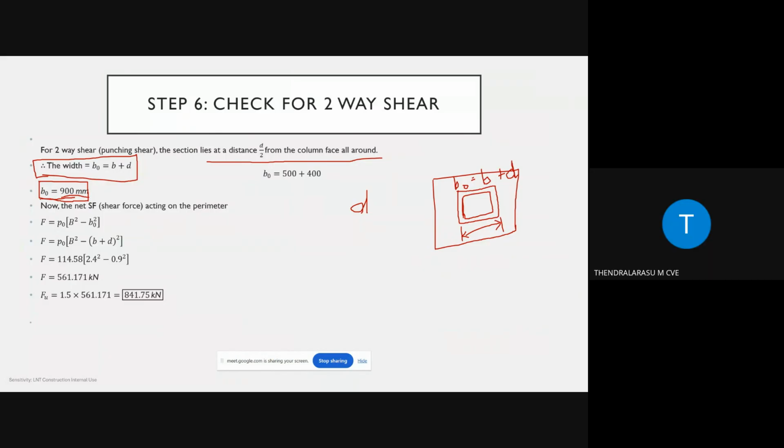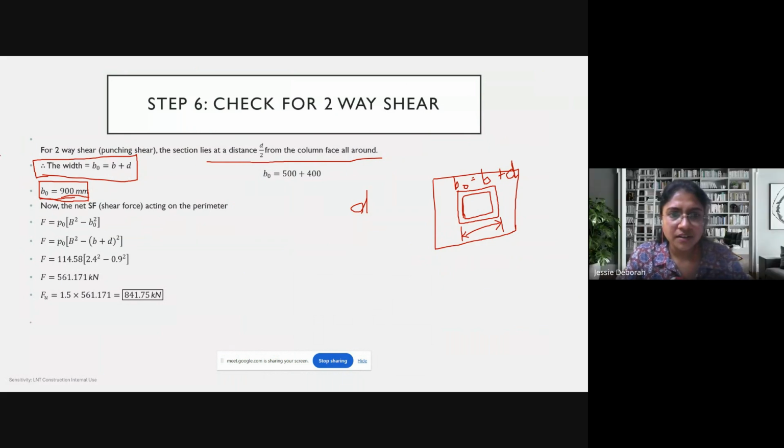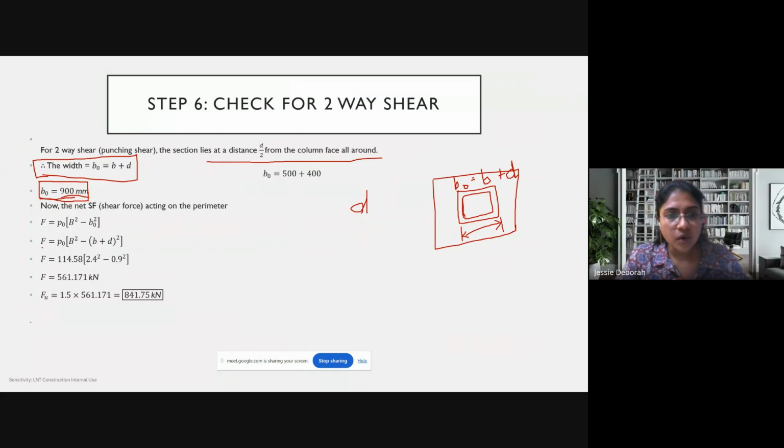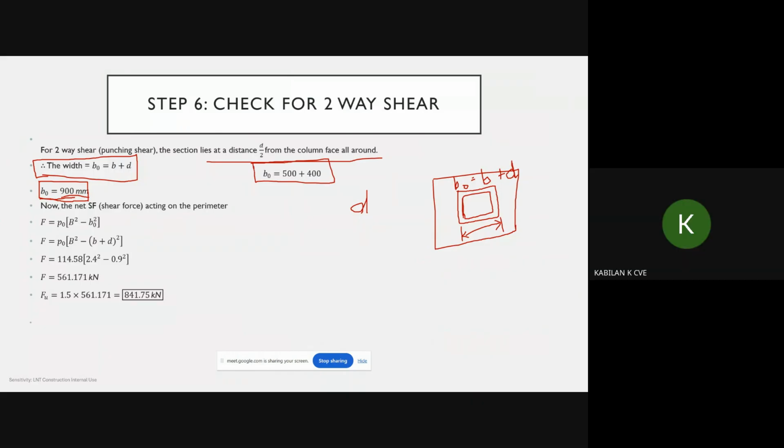Punching here is overall stress, ma'am. Overall depth, ma'am. Okay, but how is b naught 900? Because it is the size of your column plus depth of your footing, which together is 900. Got it?